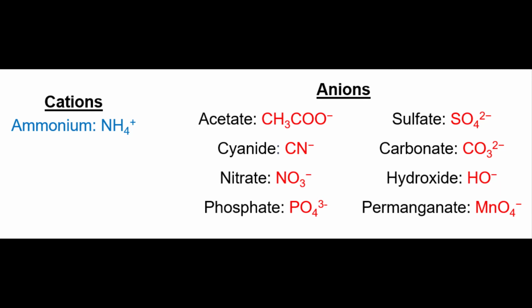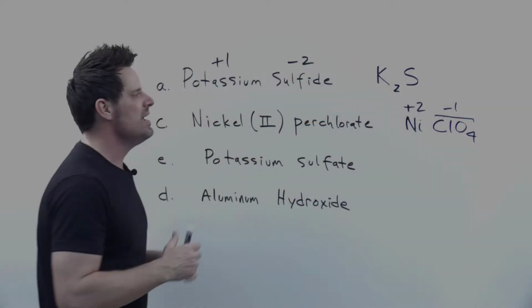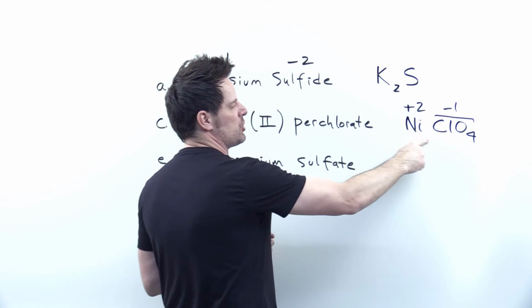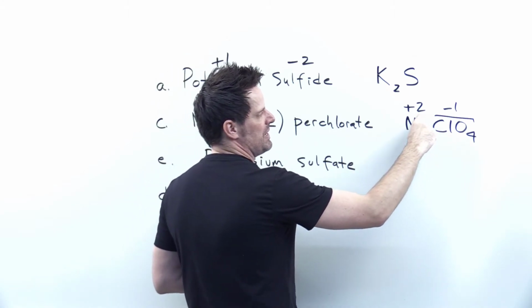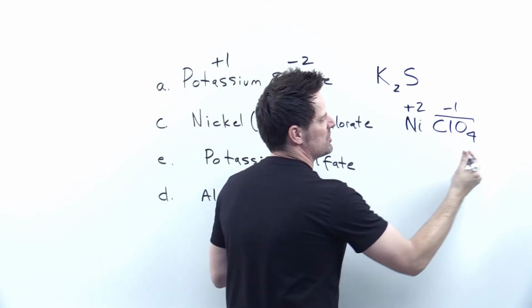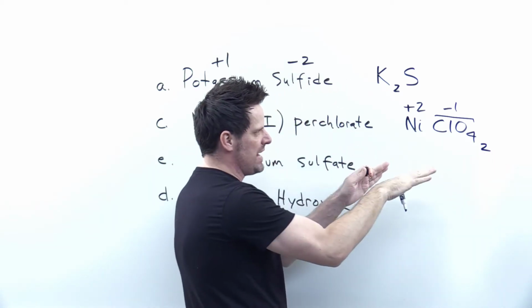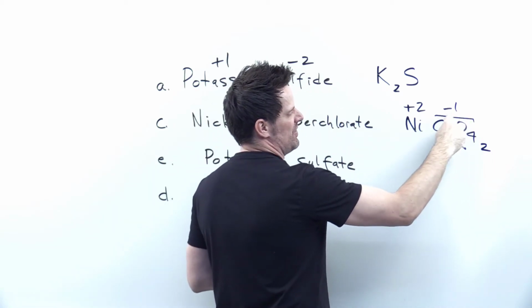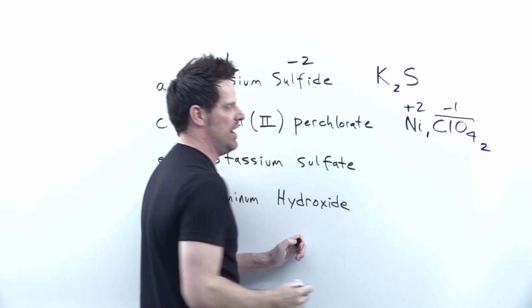Nevertheless, you can look up perchlorate on the internet or something if you want. How do I do this? Well, in order to make these charges balance, again, what I'm going to do is use the charge up here and bring it down here as a subscript for the anion, the thing on the right, and I'll bring the charge up here, get rid of the sign, and bring it down here as a subscript for the cation on the left.